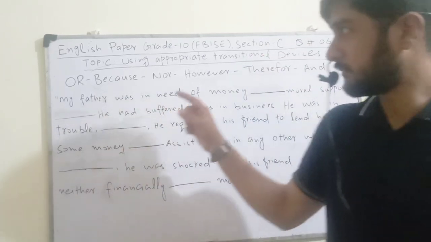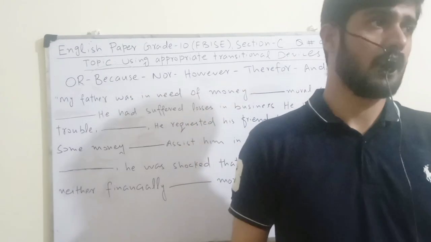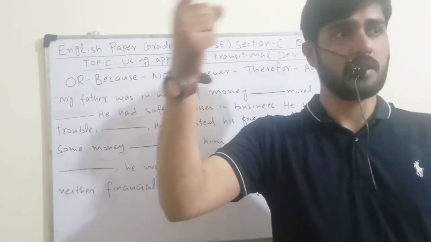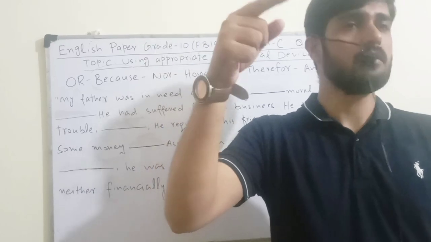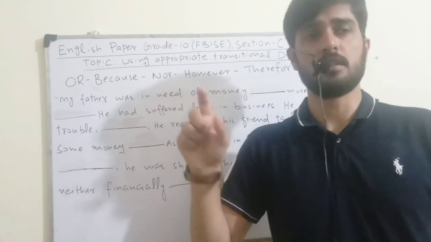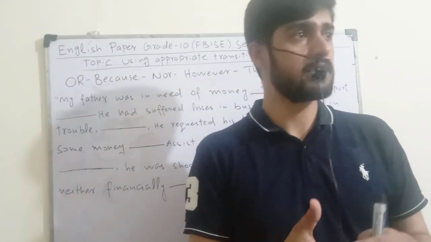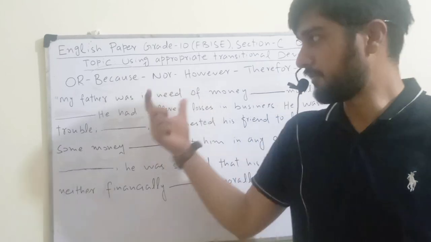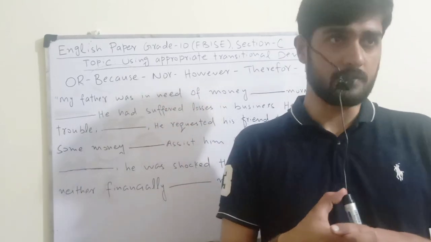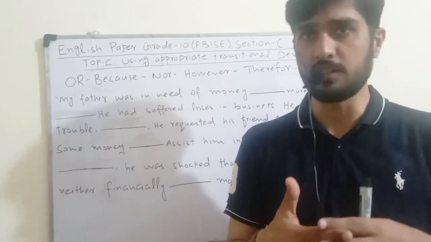So this topic is from the paper that you have seen right now on your screen, and the red marked question, the same paragraph is mentioned here. In today's lecture we will learn how we have to put appropriate transitional devices in the given fields in our annual English paper, annual examination, Federal Board of Intermediate and Secondary Education.